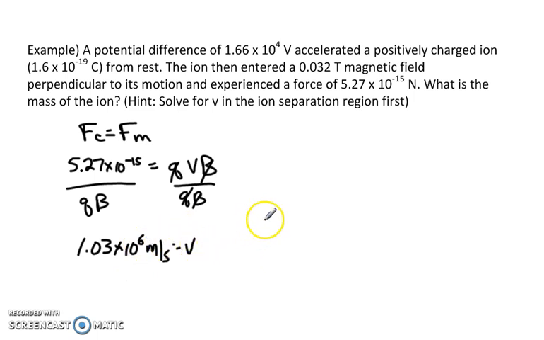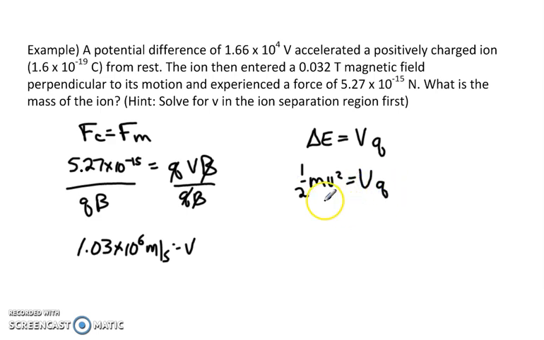Now we can figure out what the mass of the ion is, given the fact that the change in energy in that source region is still going to be equal to VQ. The formula sheet actually has delta E over Q is equal to the voltage. It's just manipulated. It's starting from rest, as we're told, which means 1/2 mv squared is equal to VQ. So m is going to be equal to 2 voltage multiplied by charge divided by the velocity squared.